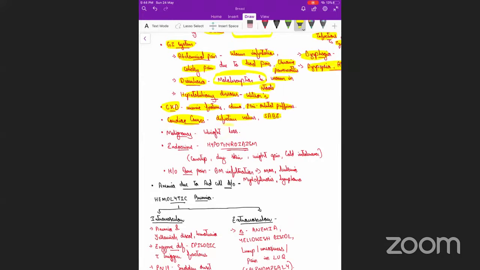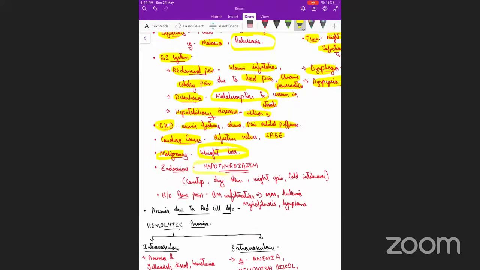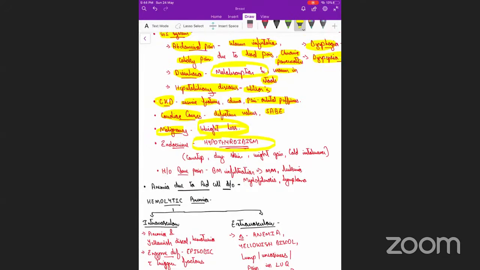Then weight loss is very important. History of weight loss is very important because many chronic diseases along with TB and malignancy, all these things can account for anemia. Then what is very important is hypothyroidism. We should never forget hypothyroidism. Hypothyroidism itself can cause anemia, again due to bone marrow suppressant effects. Never forget to rule out hypothyroidism as one of the causes. So constipation, dry skin, weight gain, cold intolerance, all these things.